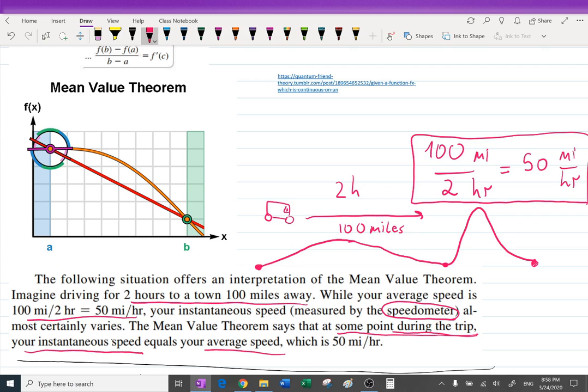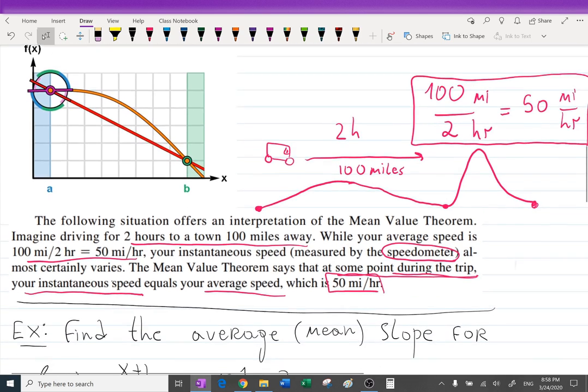So your average speed is 50 miles per hour, you know that. And at some point, you were driving 50 miles per hour, even though you were speeding, say at the beginning, 70 miles per hour. At the end, you were super slow because you were entering the city, so it was 45 miles per hour. At some point, you were driving at the same speed as the average. That's a nice explanation.